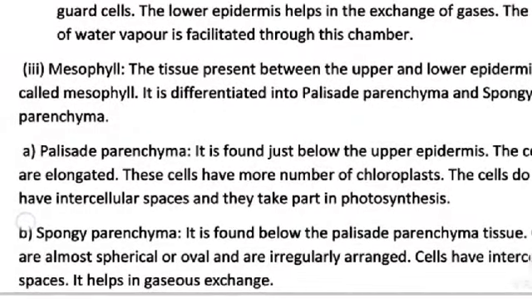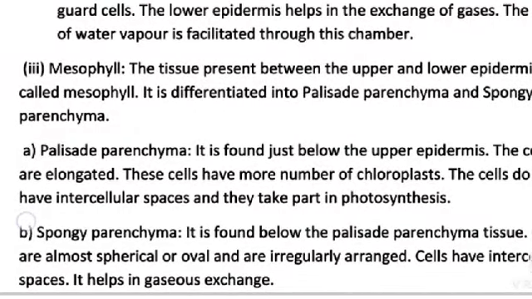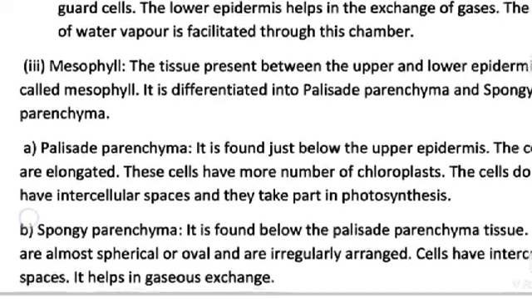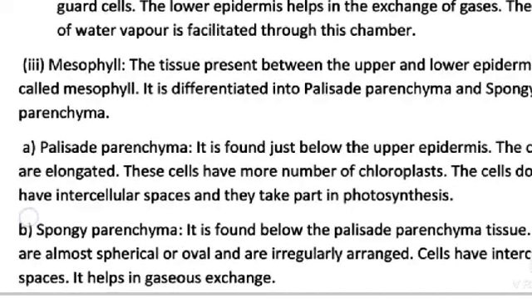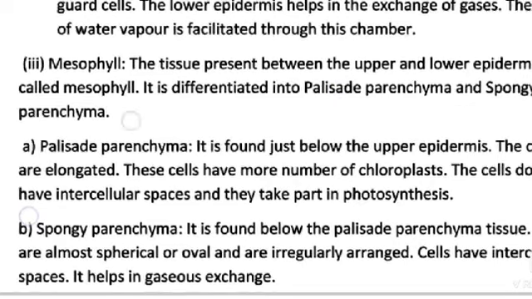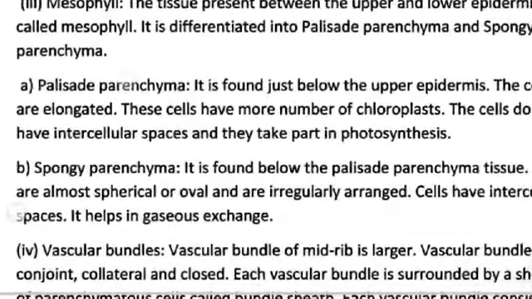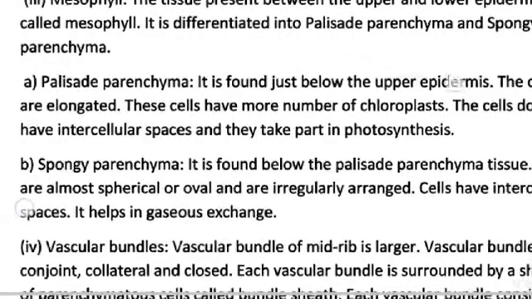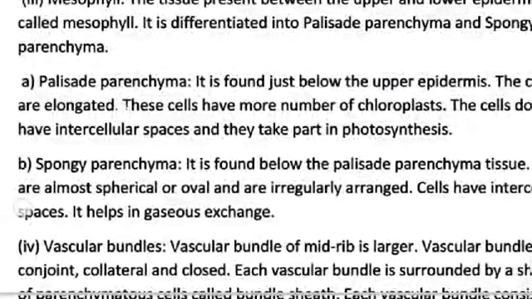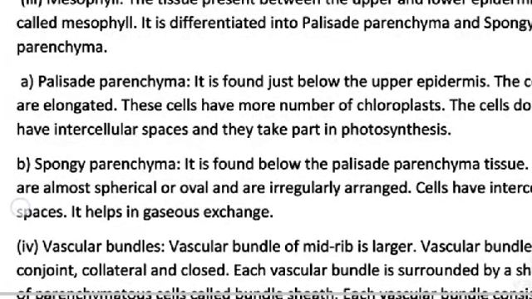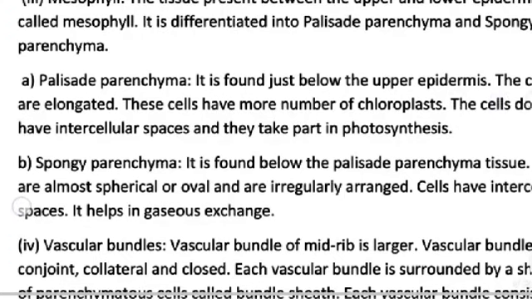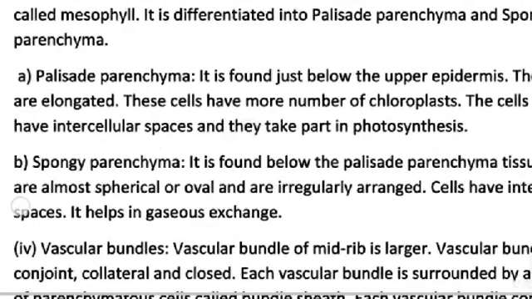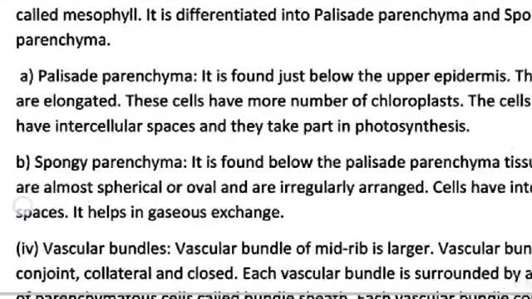Mesophyll: the tissue present between the upper and lower epidermis is called mesophyll. It is differentiated into palisade parenchyma and sponge parenchyma. Palisade parenchyma is found just below the upper epidermis. The cells are elongated and have more chloroplasts. The cells do not have intercellular space and they take part in photosynthesis.